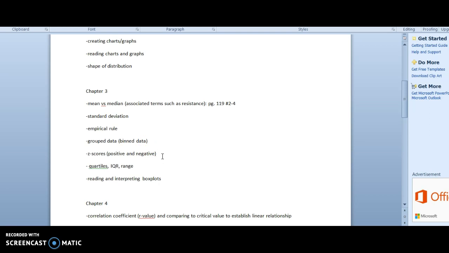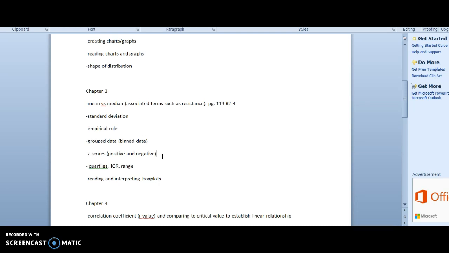Z-scores are another big topic that we'll see later in chapter 7 and 8 very heavily. You want to make sure you understand how to interpret a z-score, and if you're calculating and comparing 2 z-scores, how to use 2 z-scores to make a decision.